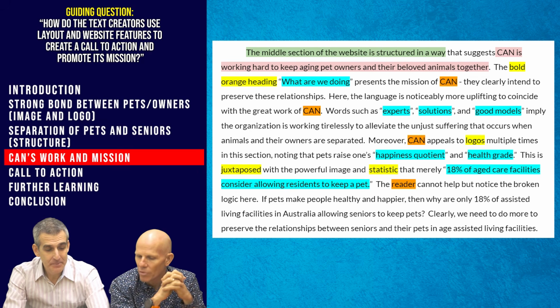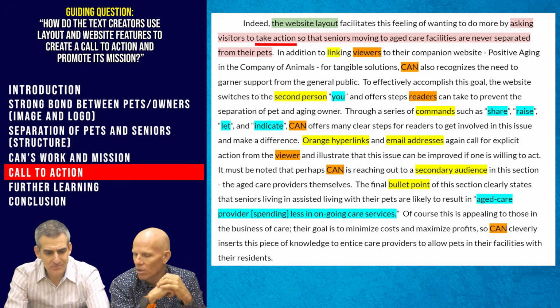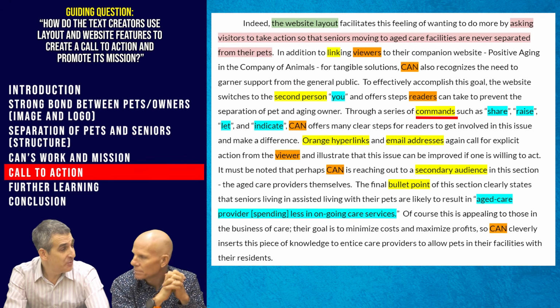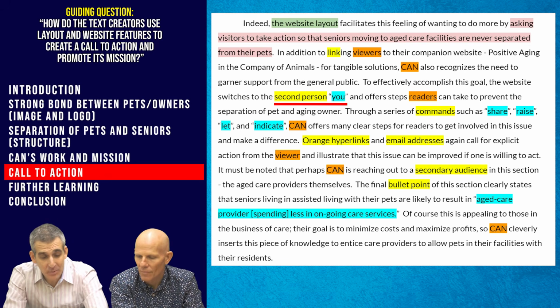That's right. Okay, moving along, we have the next part. We're again thinking about the website layout and how that's structured, and inviting people to take action, that call to action that we talked about in the rudimentary outline. Yeah, we see some things here now, like the orange hyperlinks. We talk about the imperative commands. Of course, these are typical for websites. We see the second person language where they're interacting directly with the viewer.